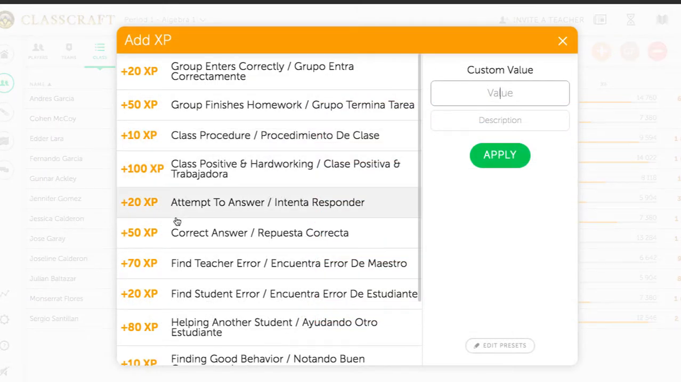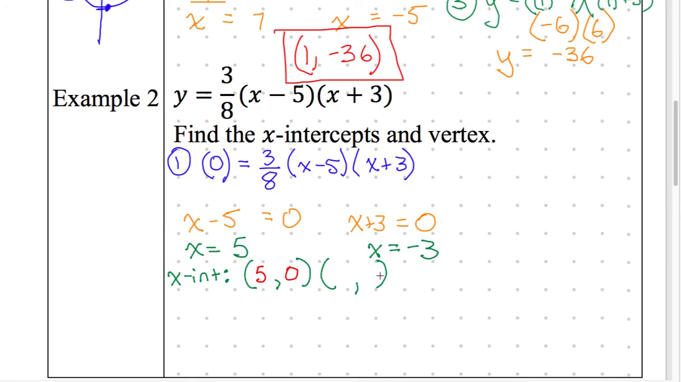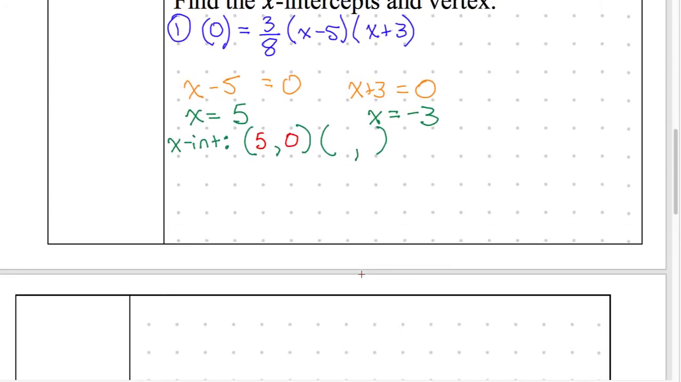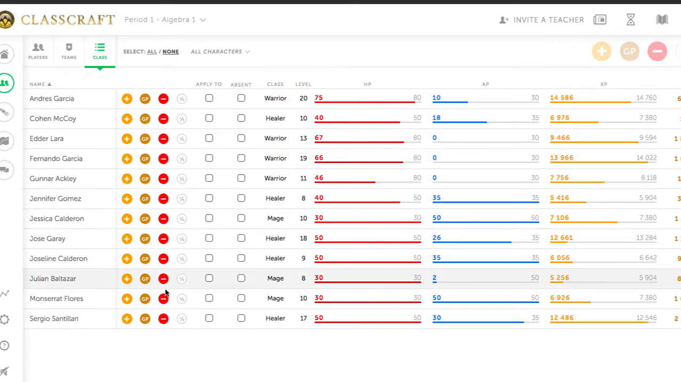And can someone give me the second x-intercept? What is the second x-intercept? If it was 5, 0, this other one is going to be what, Monse? There it is, negative 3, 0. All right, those are 2 x-intercepts. Let's box that. We're halfway done with the problem. Now I need to find the vertex. Thank you, Monse.